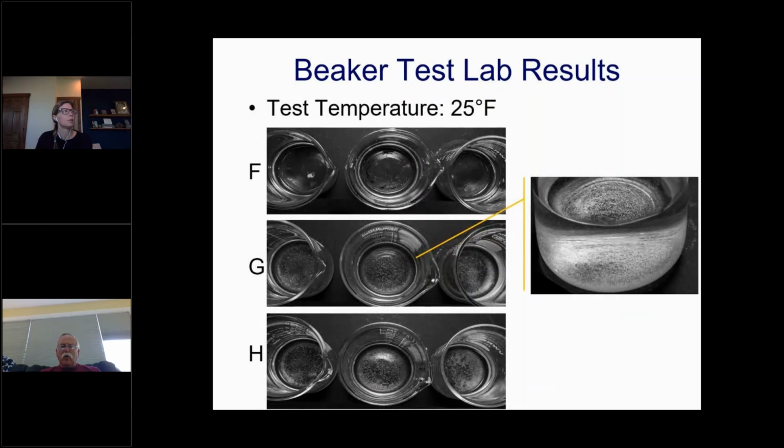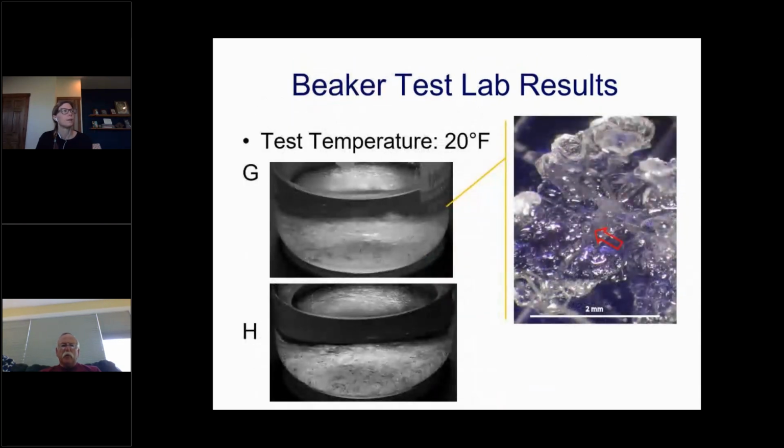So again, here's 25 degrees. You can see what looks like a little bit of salt precipitating out. F, G, and H are the higher salt concentrations. So again, you would expect to see a little bit of salt precipitating out at these higher concentrations. Here we're at 20 degrees, and you can see these beakers have a lot more material at the bottom of them. And you can see here in this photo that there is some ice crystal formation. And this red arrow is actually pointing towards a bubble in the ice matrix, which I'll discuss more in a little bit.